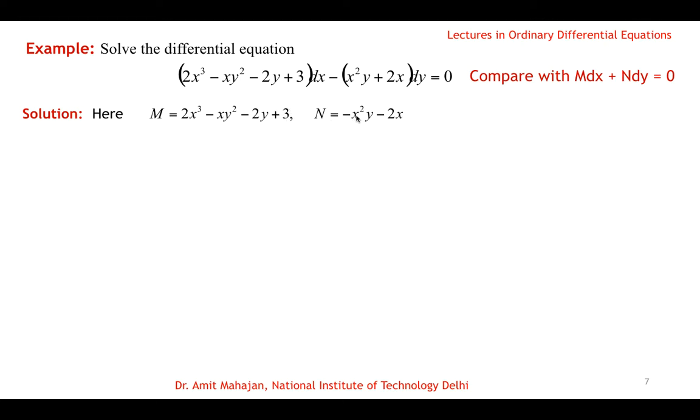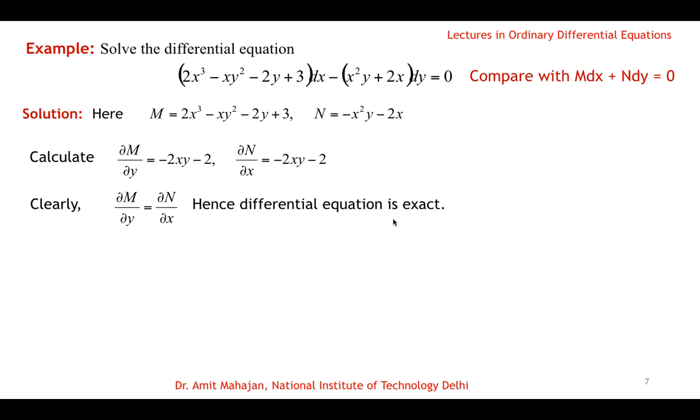Similarly, n derivative x, so y is constant here, so minus 2xy and minus 2. If you calculate m derivative y from here and n derivative x from here, you see that both are the same, so the differential equation is exact because this holds. And if it is true, then the solution is the integral of m with respect to x, treating y as constant, plus the integration of only those terms of n which do not contain x.